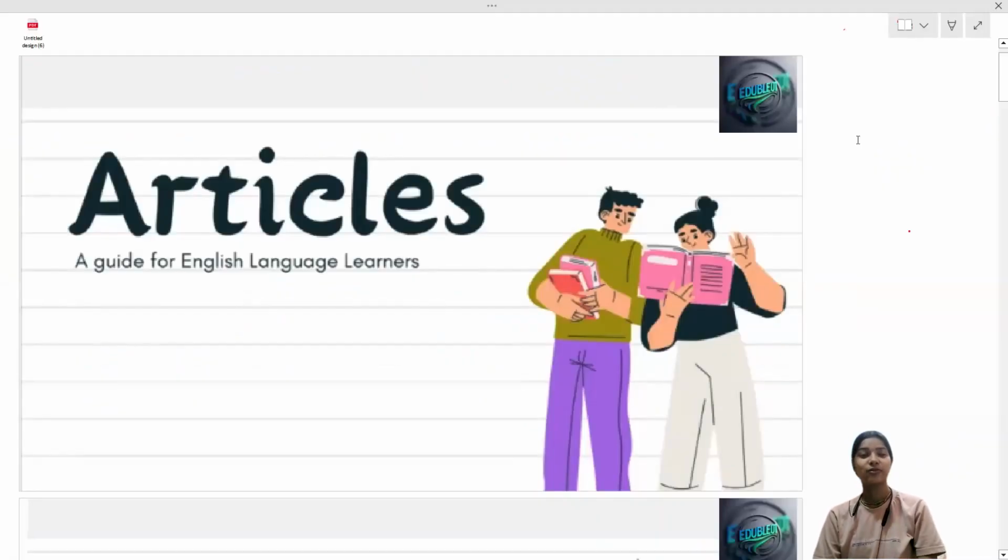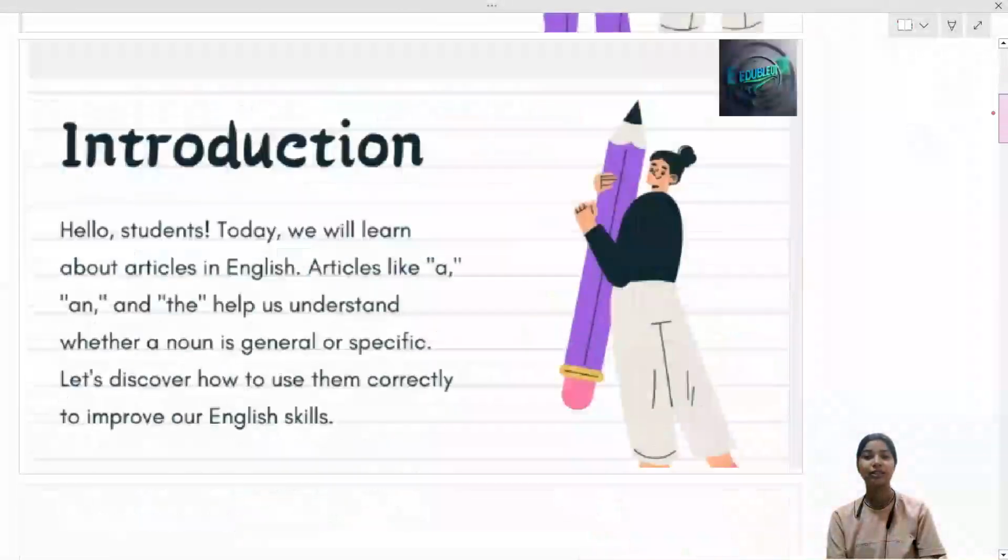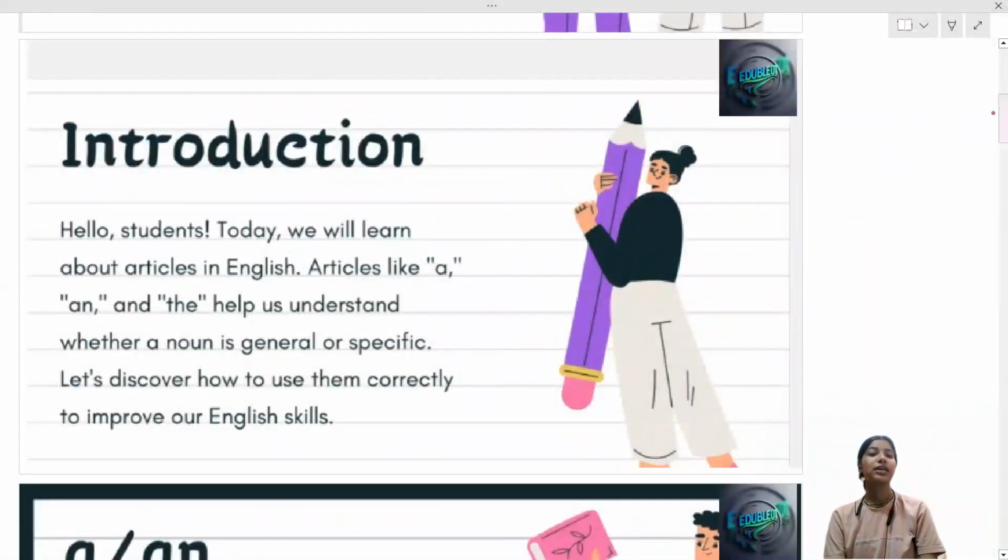So today we are going to do yet another topic of grammar that is really very important in making sentences. That is articles. Articles, those ones which you read in the newspapers? No, that's different. Today we are going to learn what are articles in English. Okay, so come on, let's go ahead. What are articles? Today we will learn about articles in English.